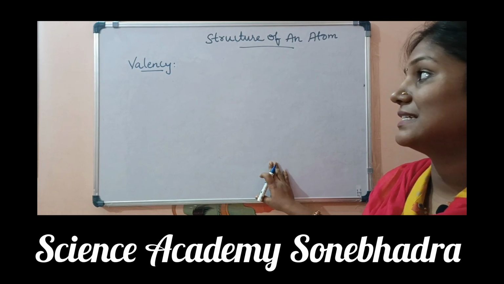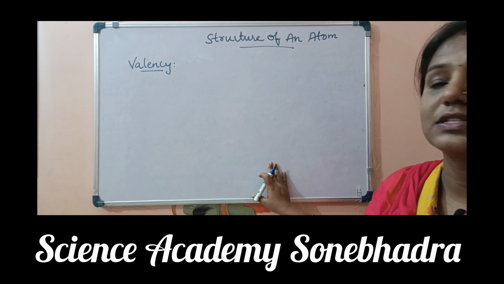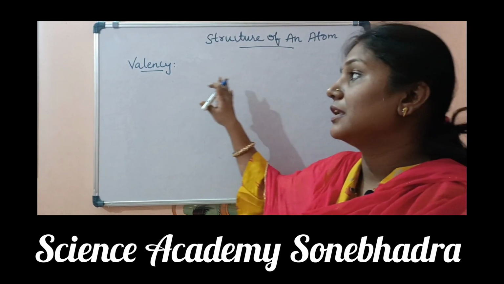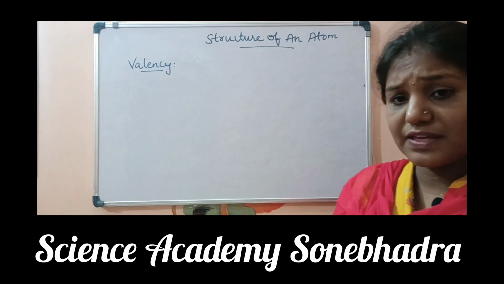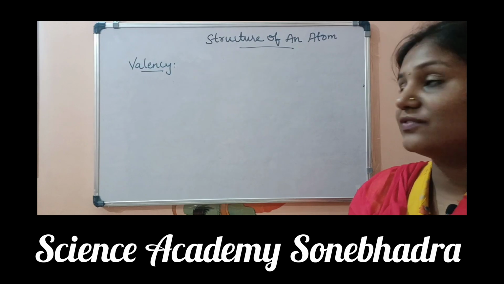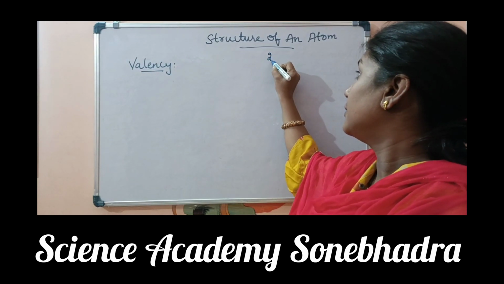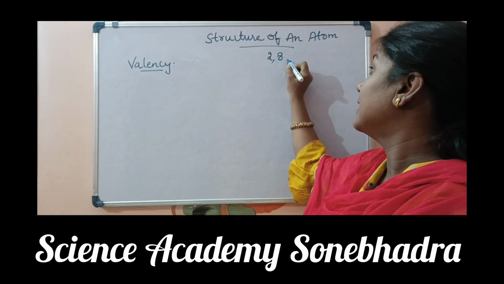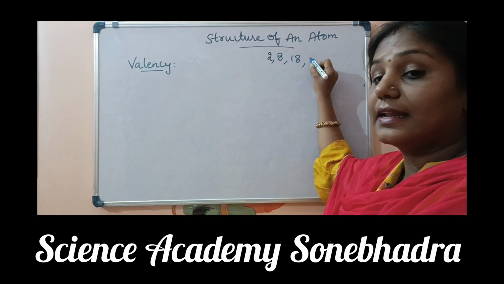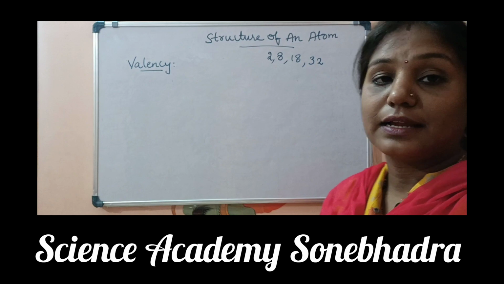In the last class, that is yesterday, we discussed Bohr's atomic model. Now, continuing the same, that is valency. Yesterday we have seen that in the first shell there can be 2 electrons, in the second shell 8, in the third 18 and at the last 32 electrons.